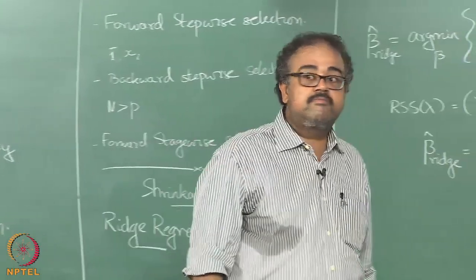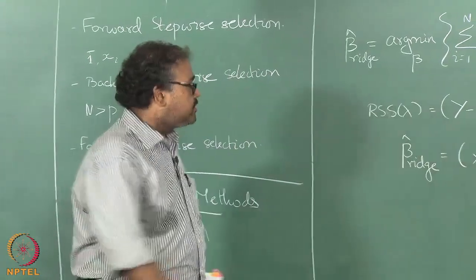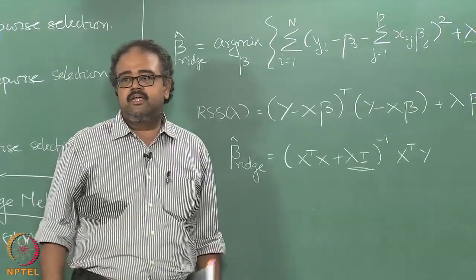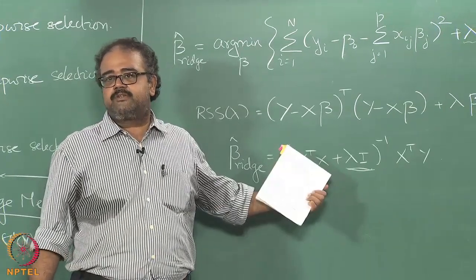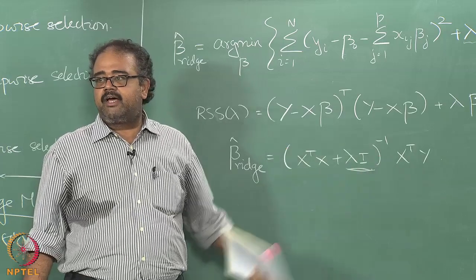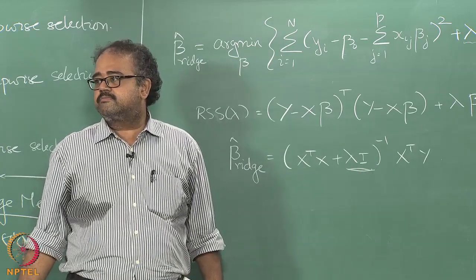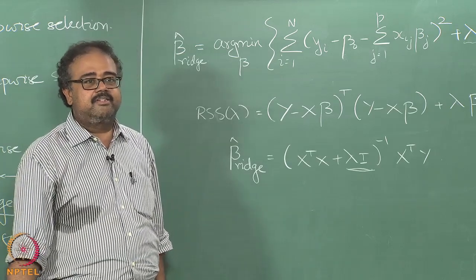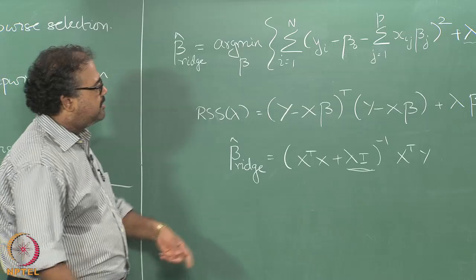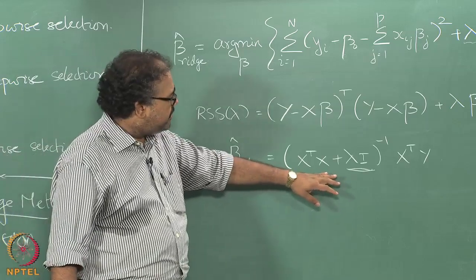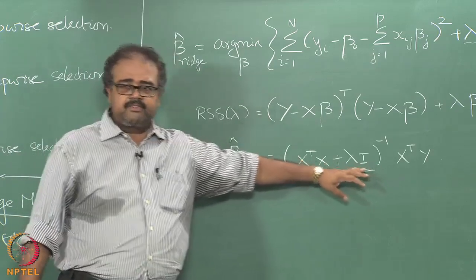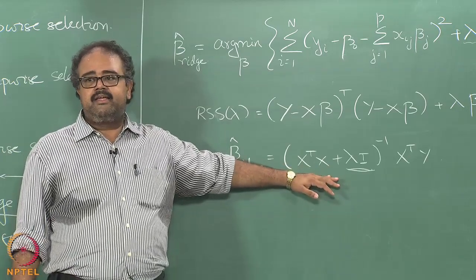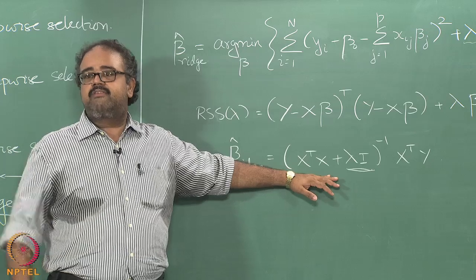Sorry? This whole thing becomes invertible, right? As soon as I add the lambda I am sure that this is non-singular. Even if x transpose x was originally singular, adding lambda I makes it non-singular and invertible. In fact, this was the original motivation for ridge regression, back in the 50s, I forget when, when people came up with it: x transpose x could be badly conditioned, even if it is non-singular.